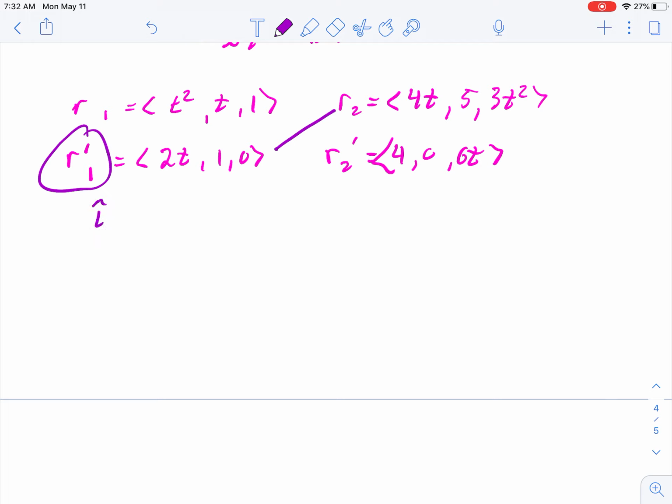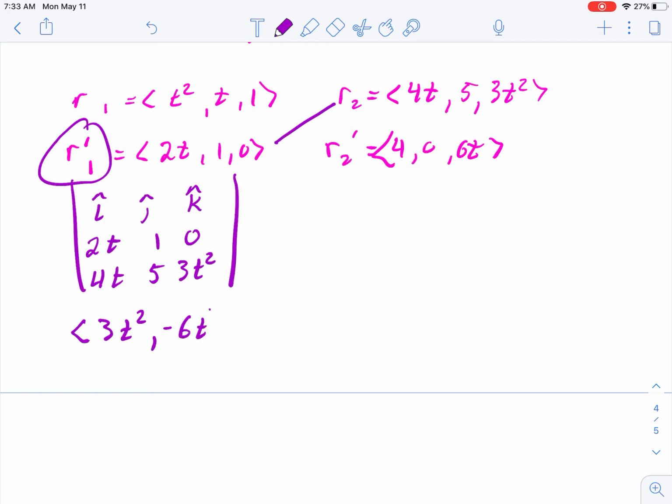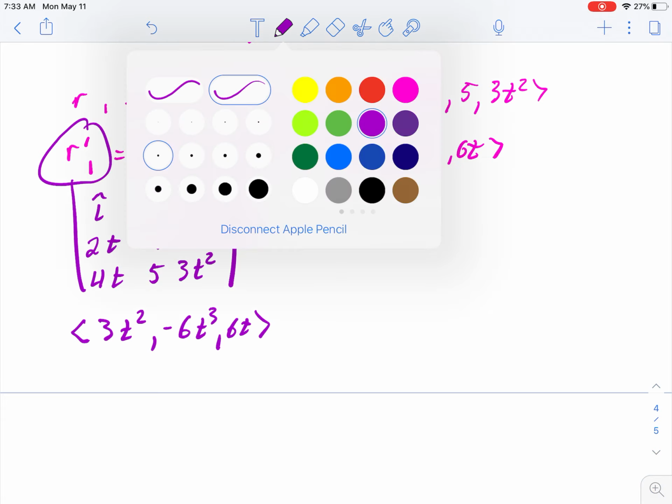So set it up, doing the derivative of this one first. Let me change colors here. That one would be i hat, j hat, k hat. I've got to start with that one there. So I have 2t, 1, and 0, and then 4t, 5, and 3t squared. If you go through this, you should get 3t squared, negative 6t cubed, and 6t.